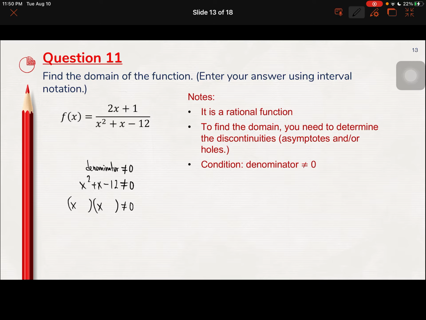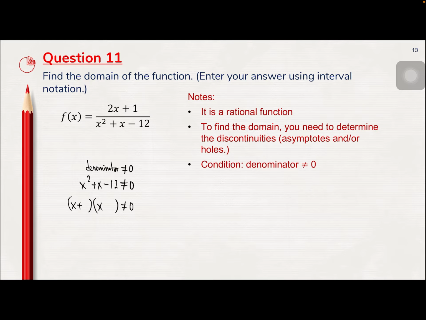Okay, x and x, the first sign is positive, and negative is giving us a negative, so this positive and negative is giving us this. We need two numbers that multiply to minus 12 and add to 1. Those are 4 and 3. So from here, x plus 4 cannot be 0, so it means that x cannot be minus 4. And from here, x minus 3 cannot be 0, it means that x cannot be 3.